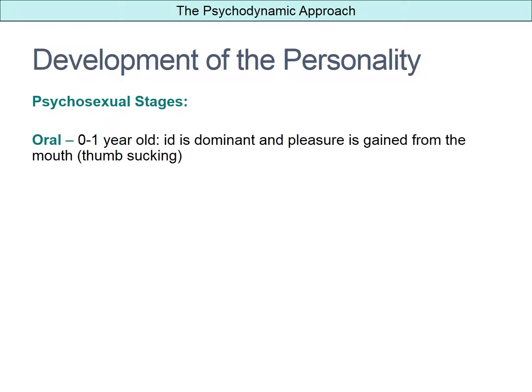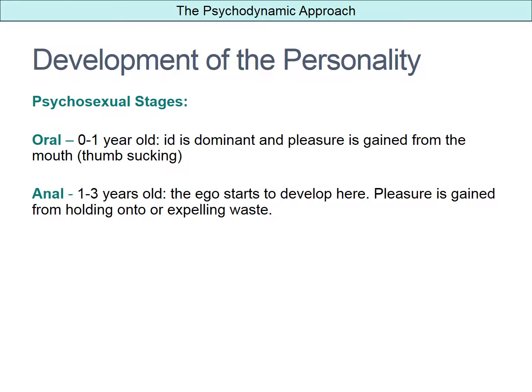So the first stage is called the oral stage, and it's up to about a year old. He said that at this age, children were dominated by the id, so there was no superego to modify their behaviour in any way. A child gained pleasure from their mouth, so things like thumb sucking.